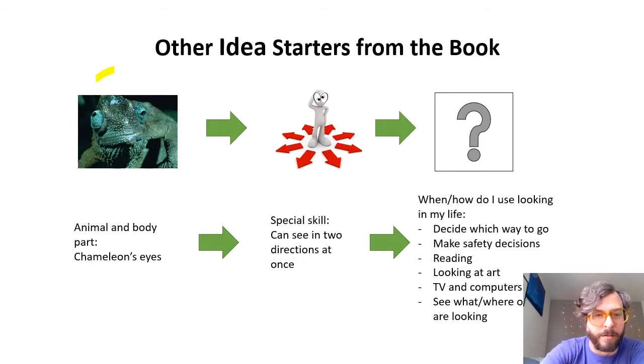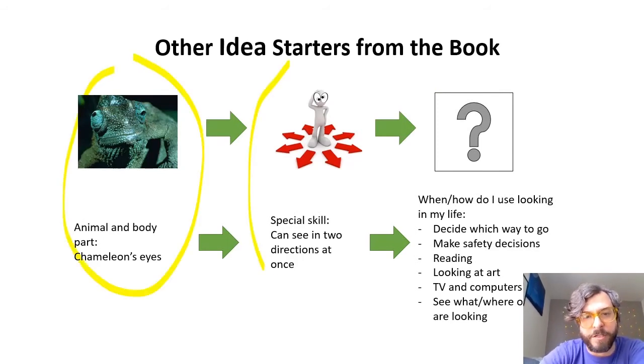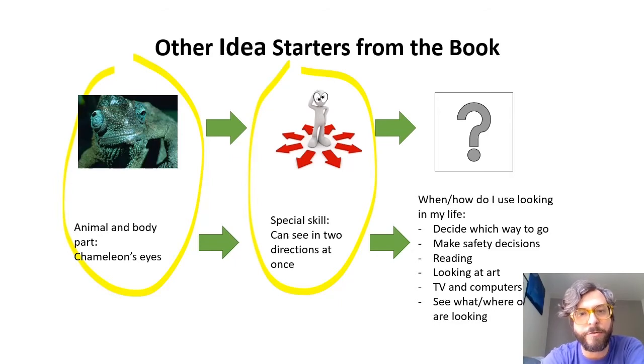Maybe you like the chameleon and their eyes, and the special skill of the chameleon's eyes was it can see in two different directions at once. Think for a minute about seeing two different things at once. You kind of got to stretch your brain to think about this because our brain and eyes don't do it really so well. Ours aren't made like chameleons.